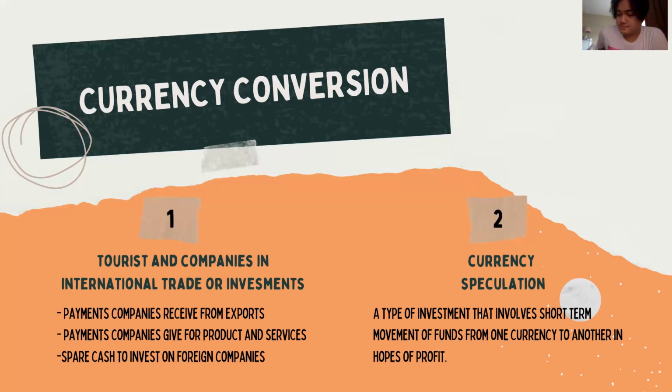And then there is currency speculation, which is basically a type of investment that involves the short-term movement of funds from one currency to another in hopes of profit. For example, if we want to buy US dollars because we think the exchange rate will increase, we can buy it now and sell it later for profit.